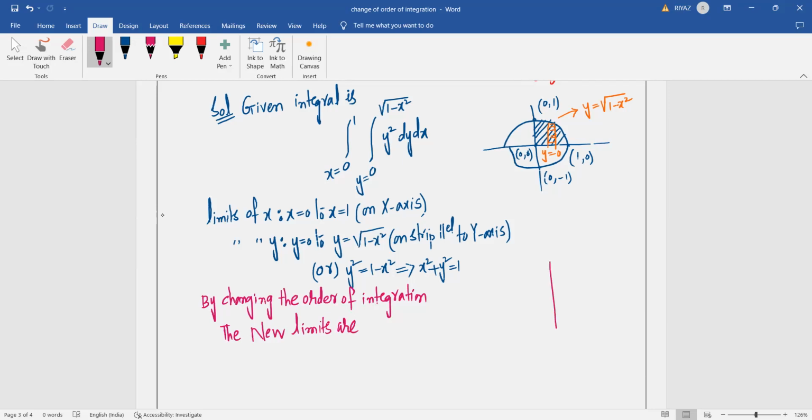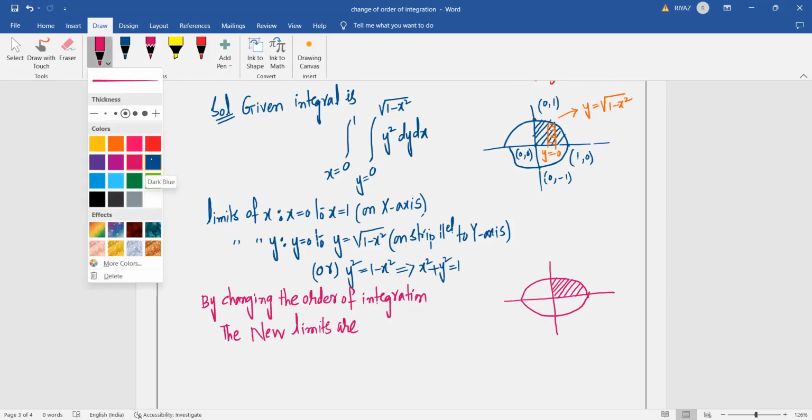Same figure, all about the circle only. But now parallel to the x-axis. This is the region. Now we have to draw the strip. We have to move it parallel to the x-axis, look, here, it will be like this.